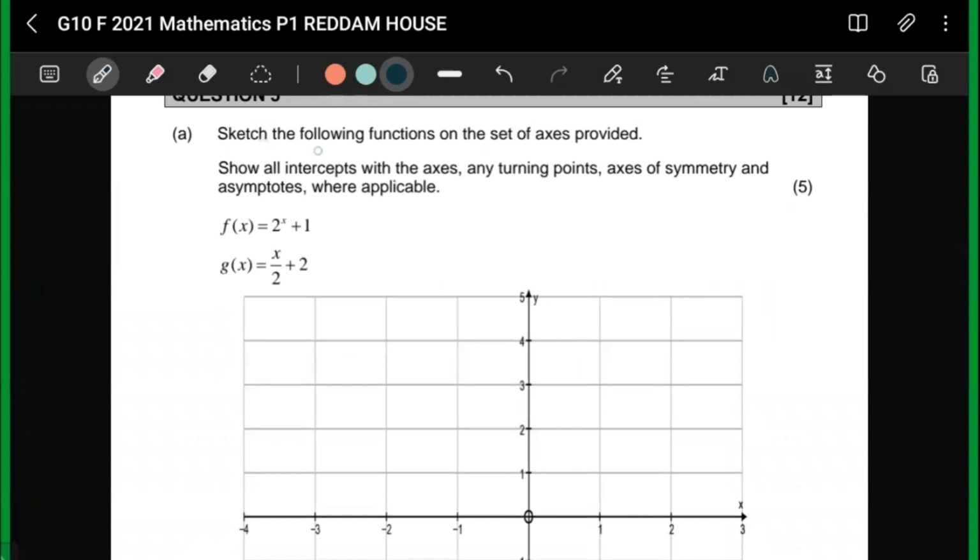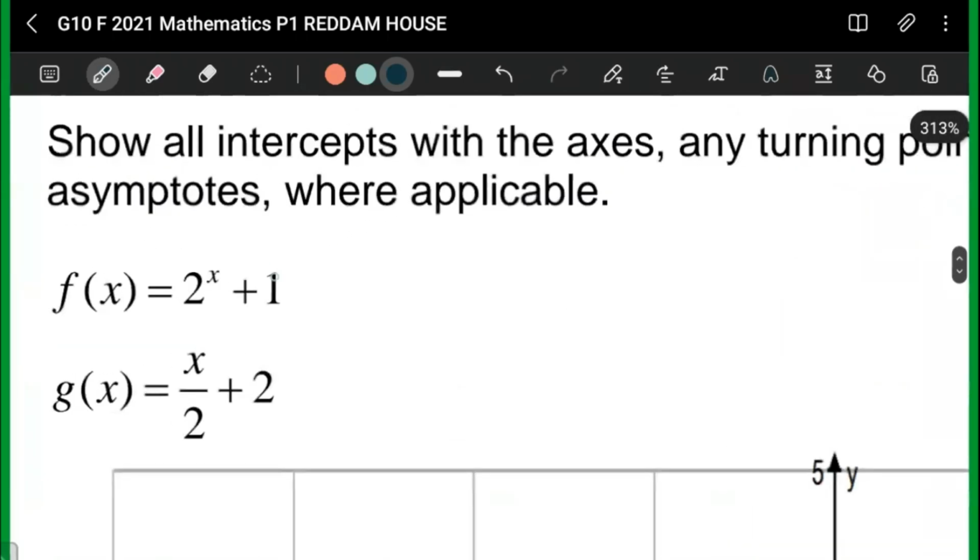But anyways, let's see. Sketch the following functions on the set of axes provided. It says here, show all intercepts with the axis. You have to show any turning points, any axis of symmetry, and asymptotes where applicable for 5 marks. So you see, this is how you need to know your theory. Your basic theory comes all the way from grade 10. This is an exponential graph. And in grade 10, you learned that an exponential graph has an asymptote. See, asymptote.